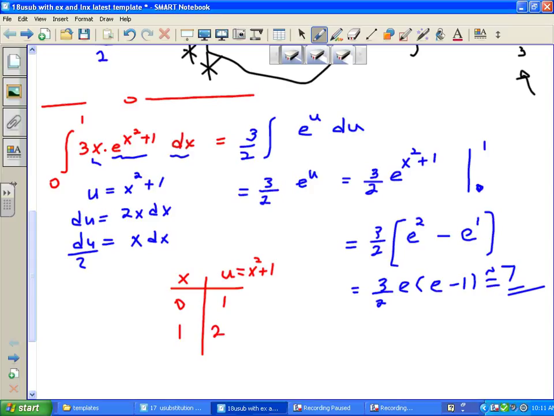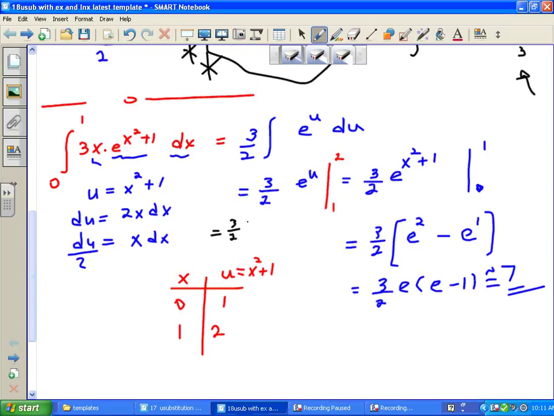Okay, so basically you can go, limits for x are 0 to 1, and limits for u are from 1 to 2. So if you wanted to, you could come right here. After you took your antiderivative, and while you're still in terms of u, you can also plug in your u limits, which are from 1 to 2.